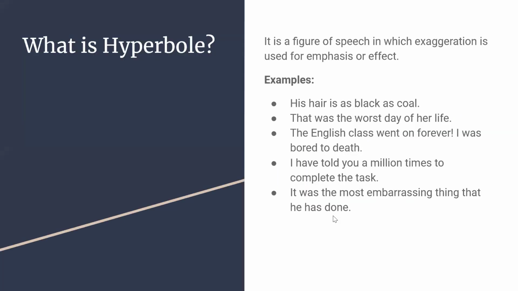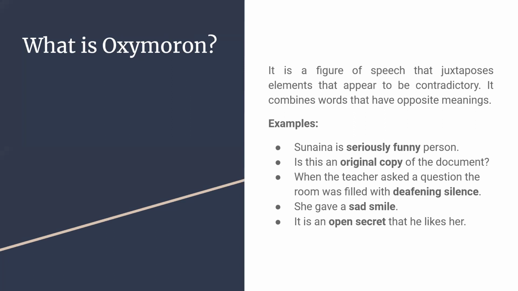So let us understand that oxymoron is a figure of speech that juxtaposes. Juxtaposes means places two opposite words side by side in a sentence. Contradictory is opposites again. So it combines words that have opposite meanings. So there are a few more examples that I've added to the notes.